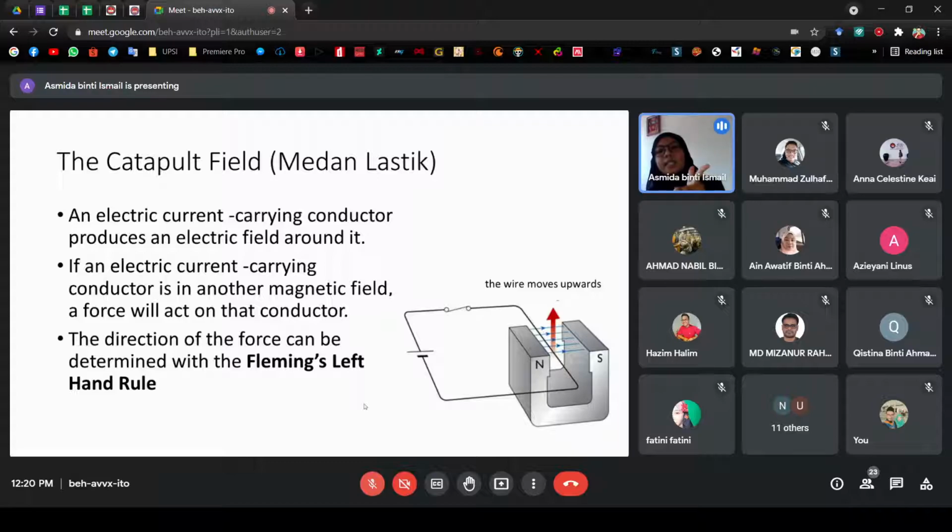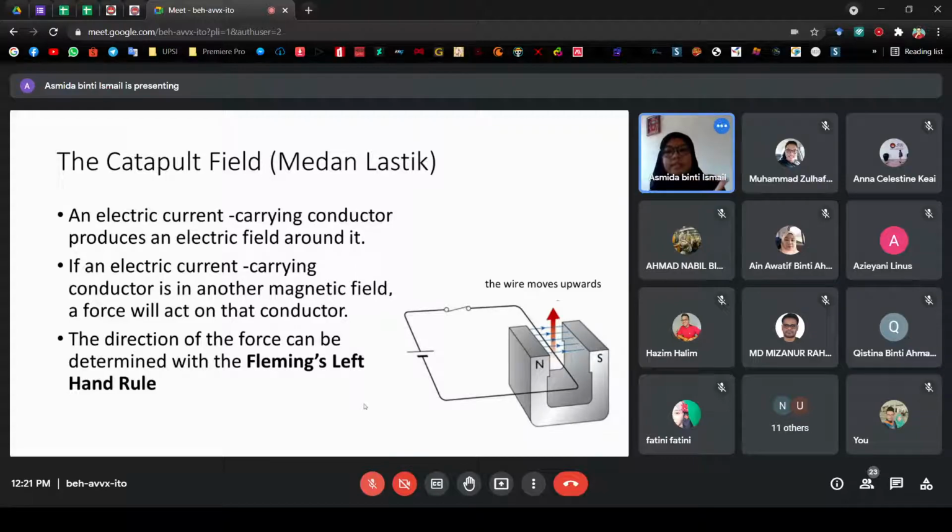This indicates the current. Your current goes in, your current comes out, that is the current direction. This is the magnetic field, from north to south, from utara pergi ke selatan, and this is the force, the force direction.